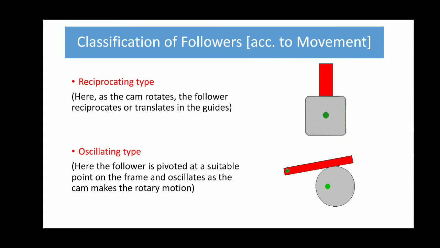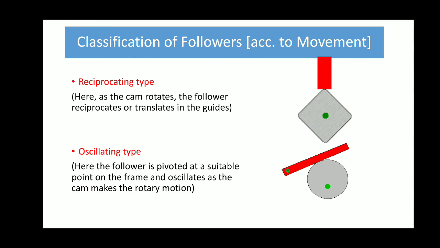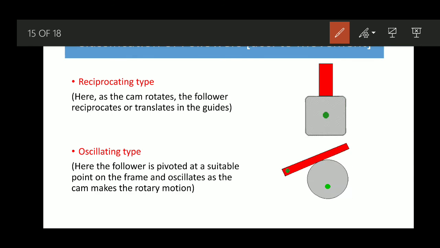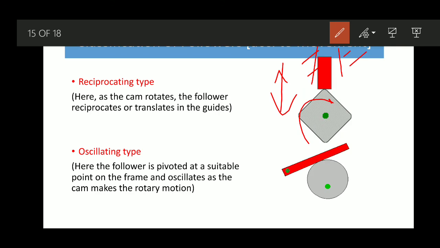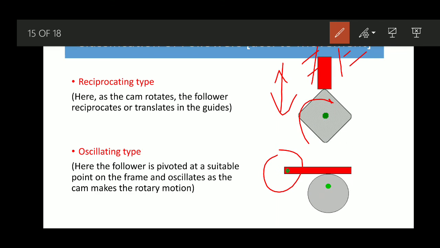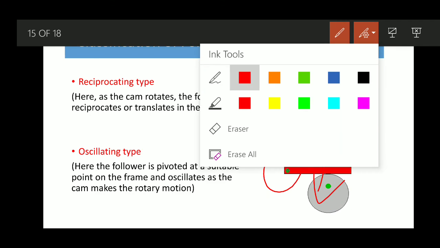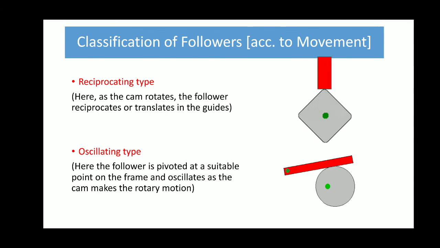Similarly, we can have reciprocating followers and oscillating followers based on the type of movement. As we have already discussed, as the cam rotates, the follower reciprocates in the guides. Based on this other configuration with a pin, the follower oscillates about the pin or hinge. If this kind of case is there, we can consider it an oscillating follower.